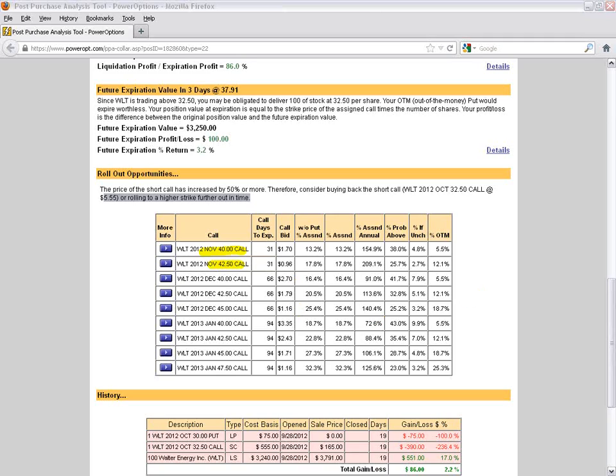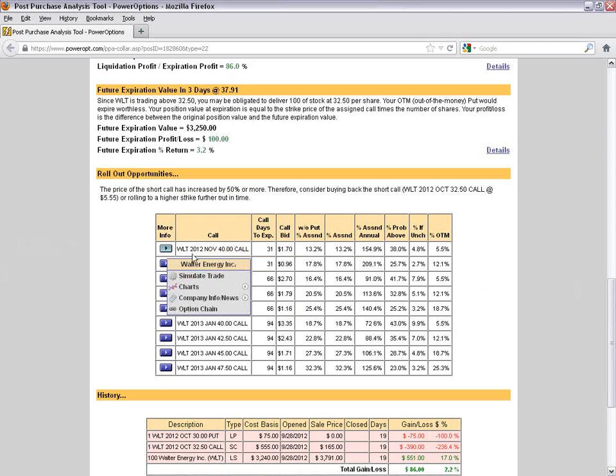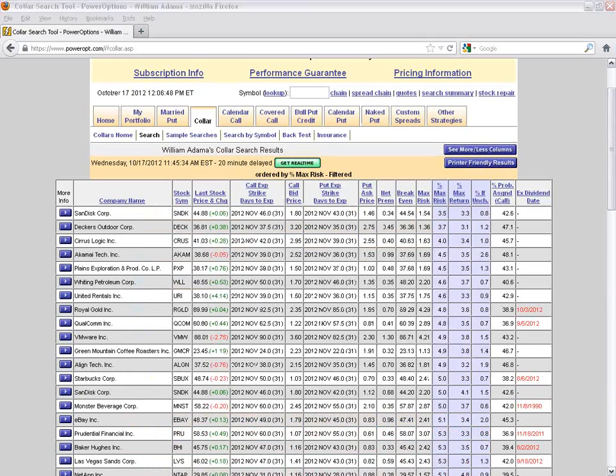Perhaps, but what I can do now is we can go to simulate trade again. I'm sorry, the November 40 call would increase our return to 13.2% if we were assigned at 40. But the stock needs to go up another 2 points for that to happen. Our probability is only at 38%. Well, those are the numbers. Let's look at it graphically. Is this something I'd want to do?